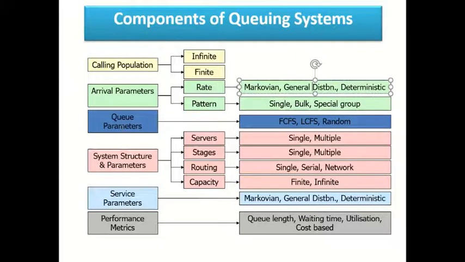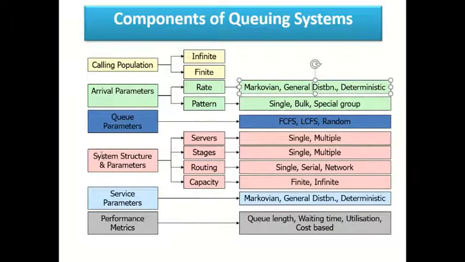Then there is another important component called the queue parameter. Like we have different scheduling algorithms, such as first come first serve, last come first serve, or random, similarly here we have the queue parameters. Depending on the customer queue, the first customer who arrives is processed first, then the next customer who arrives is processed next. That is an example of a first come first serve arrangement. It might also happen that a last come first serve arrangement is there, wherein the customer who arrives last is the first one to be processed. There can also be a random order of processing the customers in the waiting line. So these are called queue parameters.